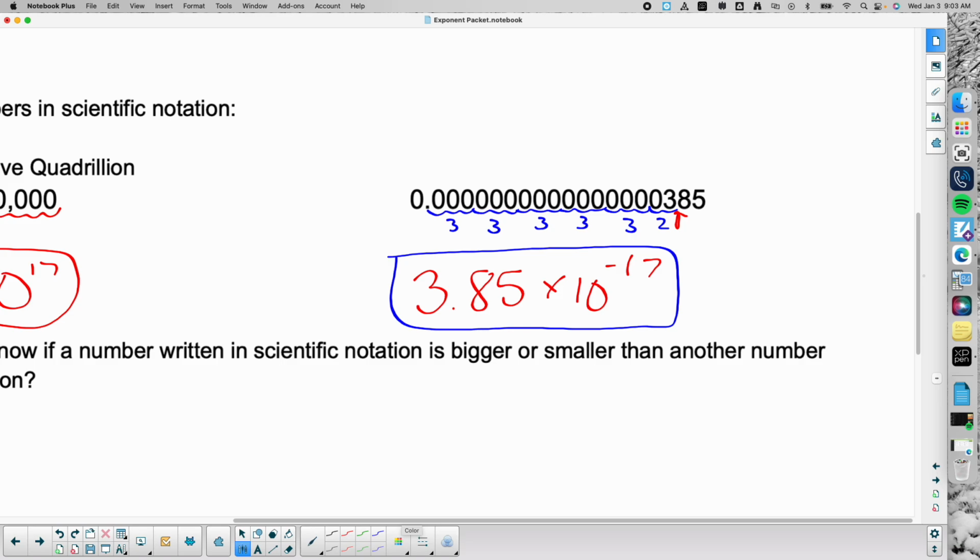There are 16 zeros, but I want to know how many spots I move to get it to be after the 3. Because I want to write it as 3.85. So I think that's maybe where some of you are getting confused. If you counted 16 zeros, that's correct. But it's 17 spots.